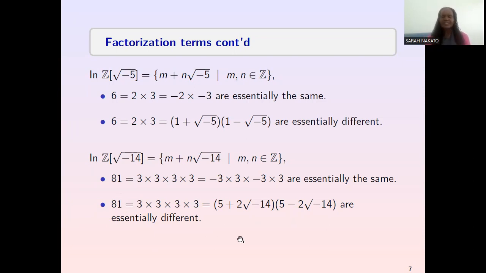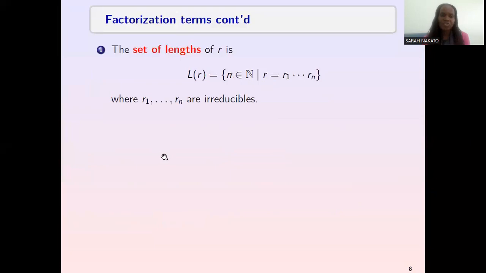Now, since we can have essentially different factorizations, moreover, they can be of different lengths. This has length 4, the number of irreducible factors, and this has length 2. So since this can happen, we have a notion of set of lengths. So what is the set of lengths? We normally denote it by L(r), the set of lengths of an element r, and it literally consists of lengths of factorizations of the element r. So it's n in N such that r has a factorization of length n. So that is the set of lengths.